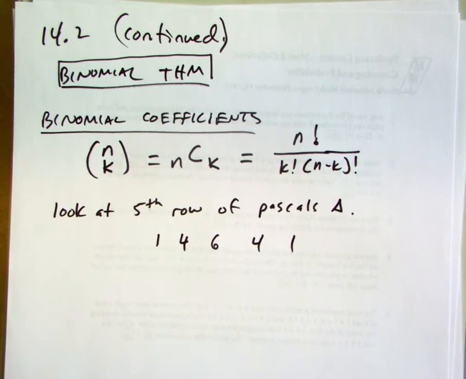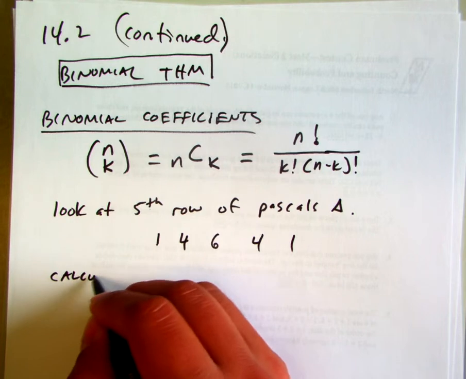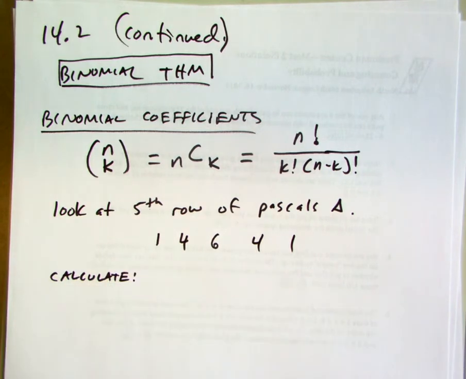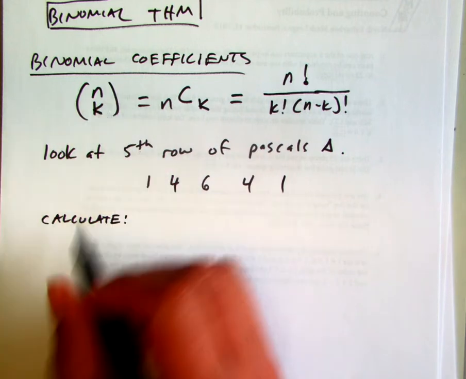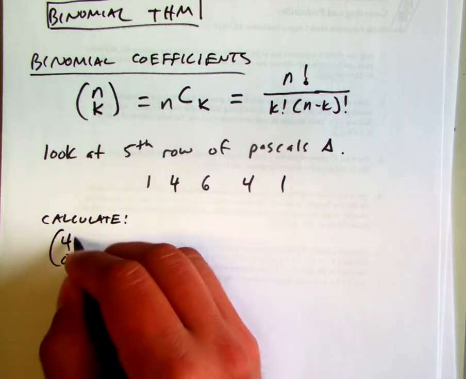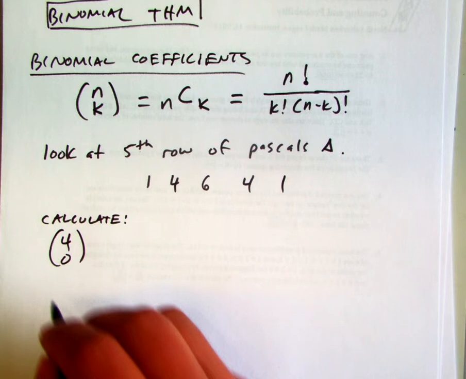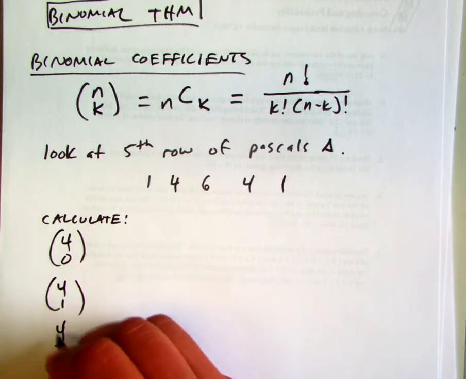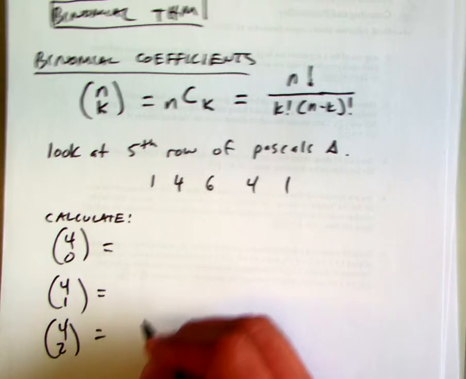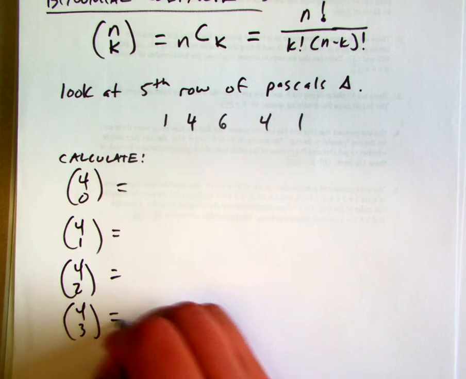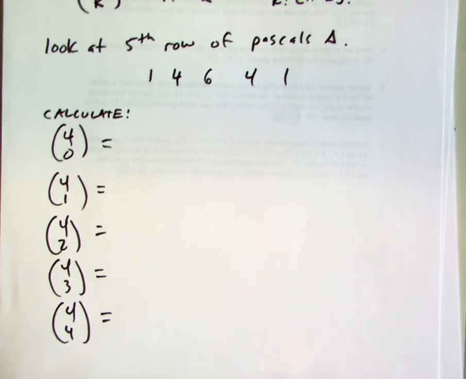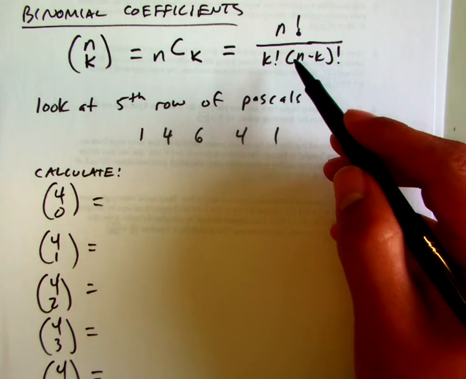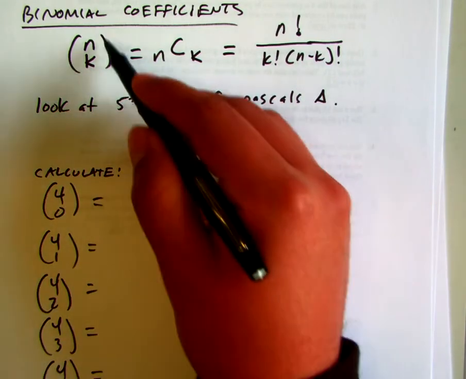And now what we're going to do is calculate a few of these binomial coefficients. 4 choose 0, that's how we say that. 4 choose 1, 4 choose 2, 4 choose 3, and 4 choose 4. We're just going to use the formula, the definition for nCr or nCk or n choose k. It all means the same thing.